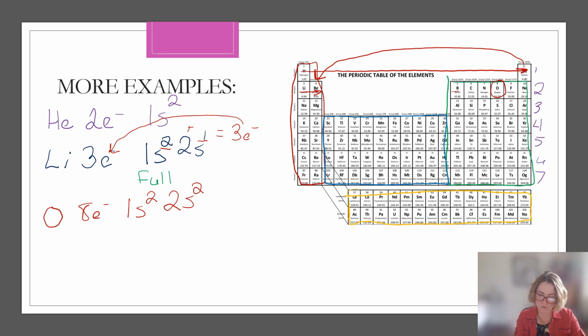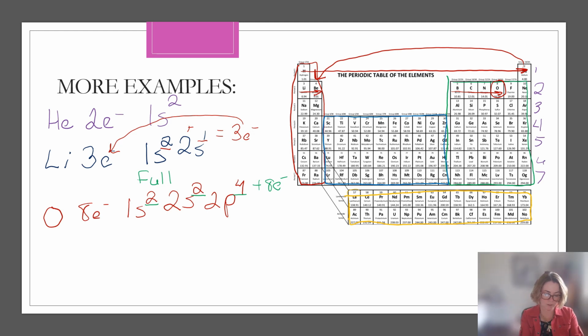And now I am 4 spaces into the p block, still in energy level 2. And so that gives me 2p4. So my complete configuration for oxygen is 1s2, 2s2, 2p4. And again, if I wanted to just double check and make sure that I have the correct number of electrons, I have 2 plus 2 plus 4. If I add all of those together, that gives me 8 electrons.